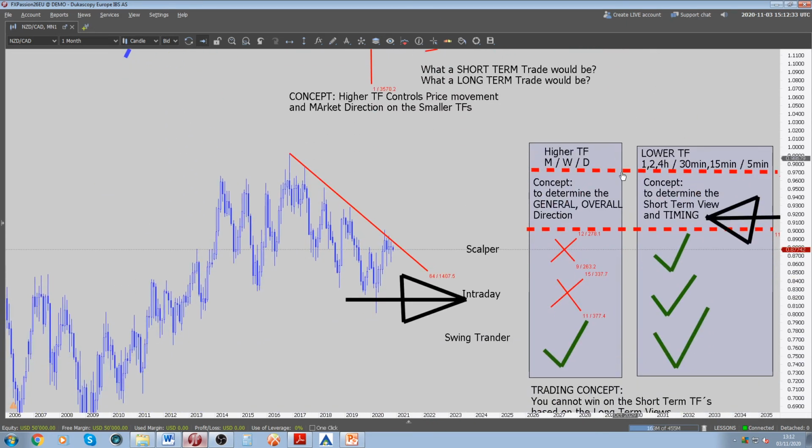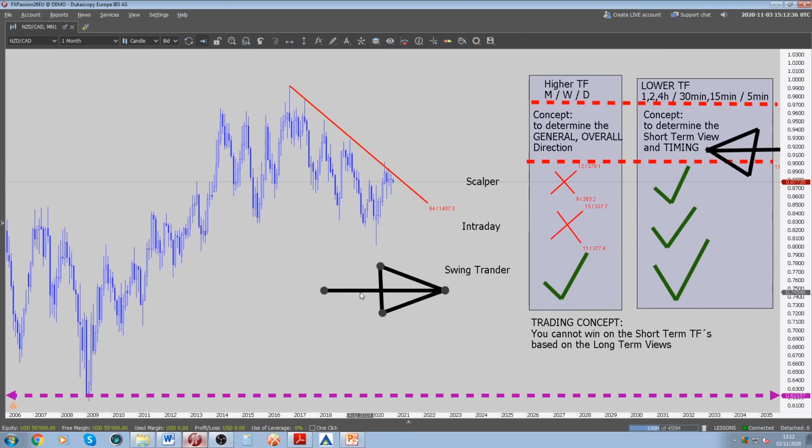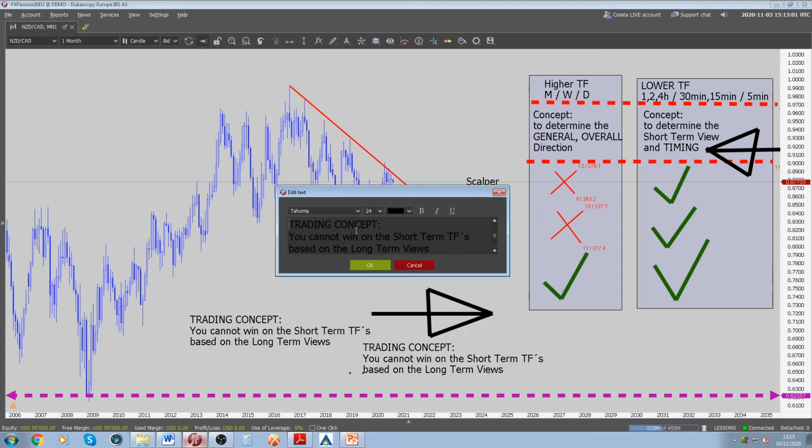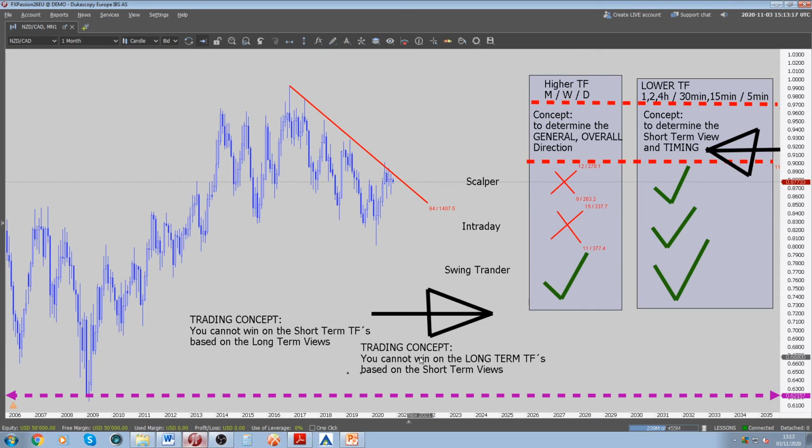So remember, everybody, trading concept: you cannot win the short-term time frames or the short-term trend trades based on the long-term views. And it goes the other way too. You cannot win on the long-term time frames based on the short-term views. It goes both sides.